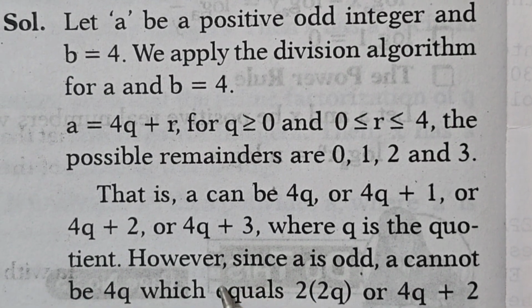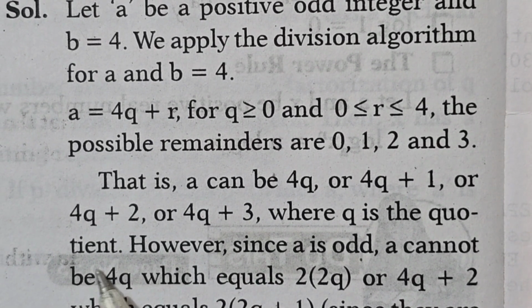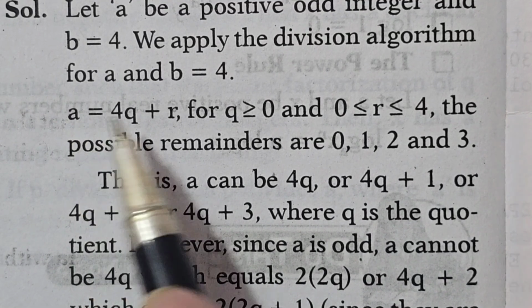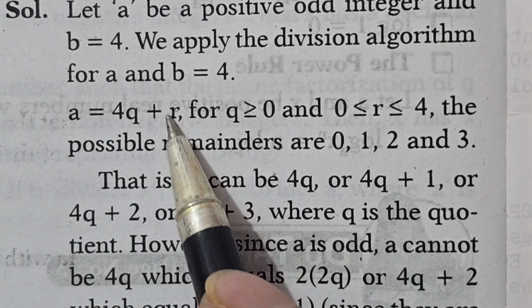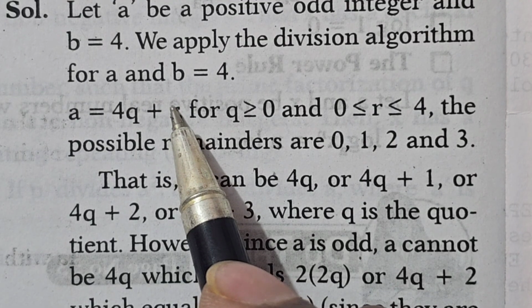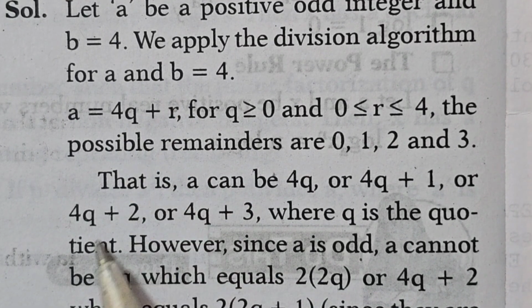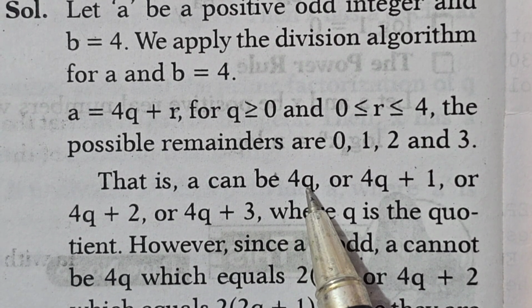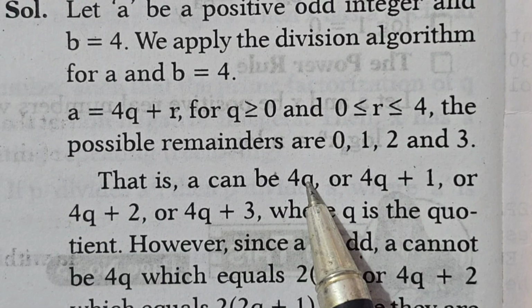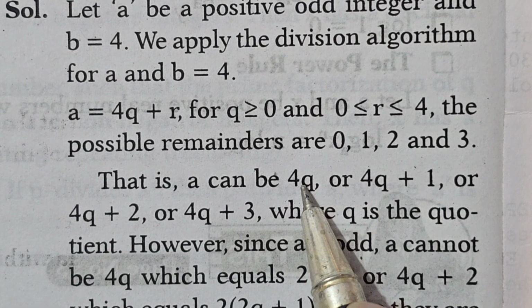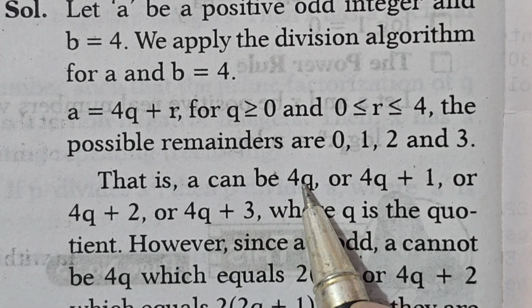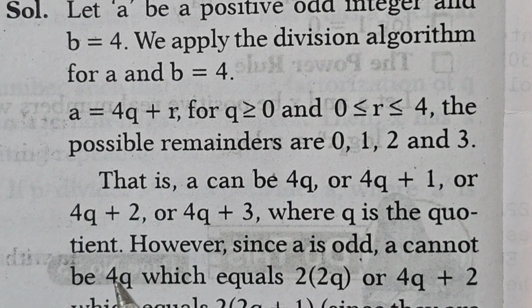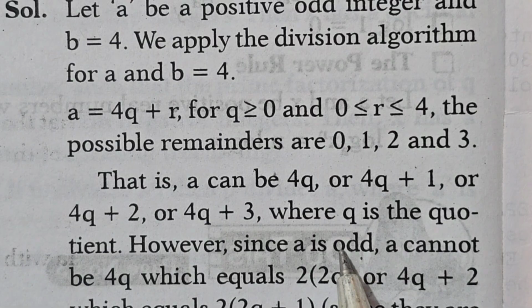a cannot be 4q. Why? If a is an odd number, this value must not be 4q. Here, if you substitute q equal to 1, 4 into 1 we get 4. 4 is not an odd number. If you take q equal to 2, 4 into 2 is 8. 8 is not an odd number. So a cannot be 4q.